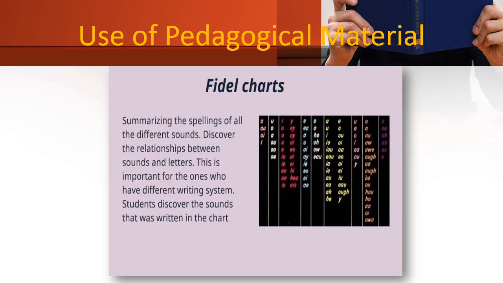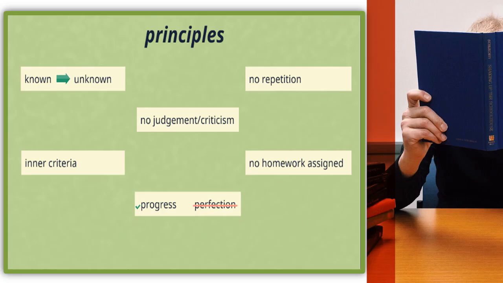This is the Fidel chart, and this is for combining different sounds and making words with the help of that. So these are the pedagogical materials which we use in the class to teach languages. If we discuss the principles of this, they are very simple. We work from whatever the student knows earlier to the unknown. It means from easy to difficult, or known to unknown, we follow that.